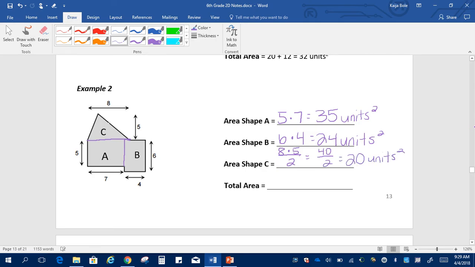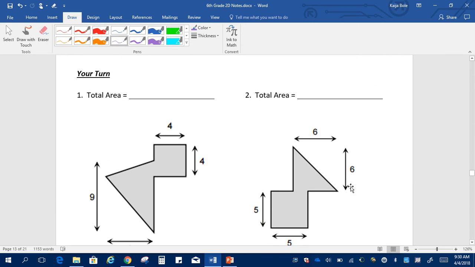Now to find the total, we're going to add them up. So we have 35 plus 24 plus the 20. And when you add those up, you end up with 79 square units. Okay, so again, pretty much the same thing as the last lesson, just with some triangles. So go ahead and turn the page.